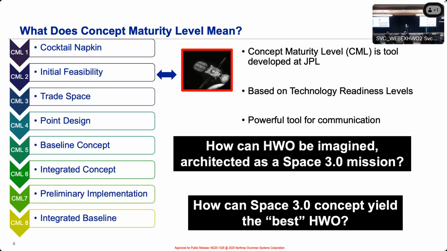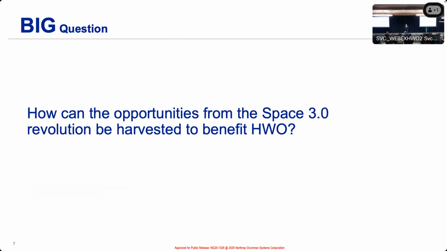So I would say that right now, with the proof that we're in the late middle space age, we're at about concept maturity level 2. That is, there's some feasibility, some concept of executing this anywhere, anytime. Now we've got to figure out what we want to do and start trading it and figuring out what's the best deal for the program. This brings us to the big question. How can we imagine Habitable Worlds Observatory as a neospace mission? How can we imagine it as a fully Space 3.0 architecture, program, and cultural approach to solving the problem?